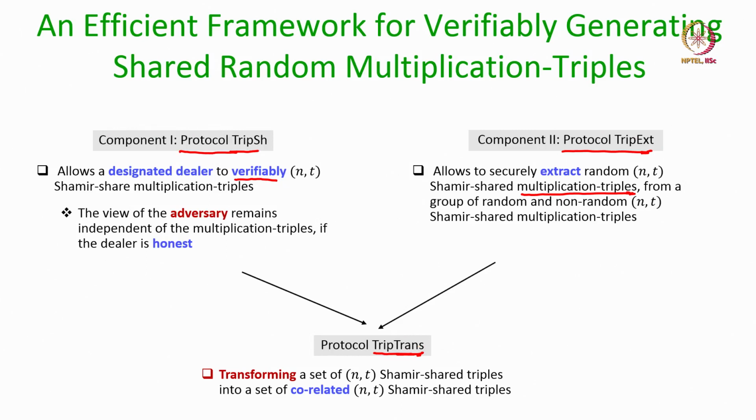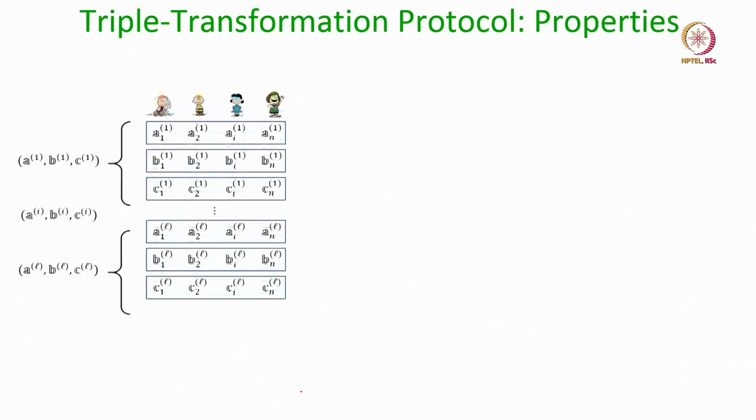What exactly is the transformation? The transformation here is that it takes a bunch of secret shared triples, which may not have any relation among them, and this protocol transforms them into a bunch of secret shared triples which have a correlation. What exactly is the correlation? We will see very soon.